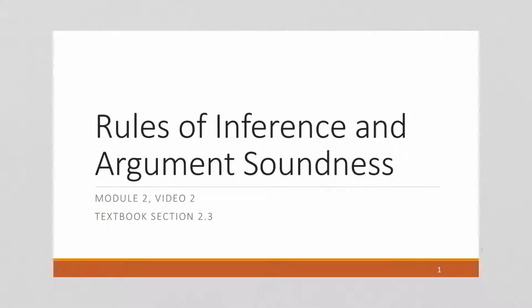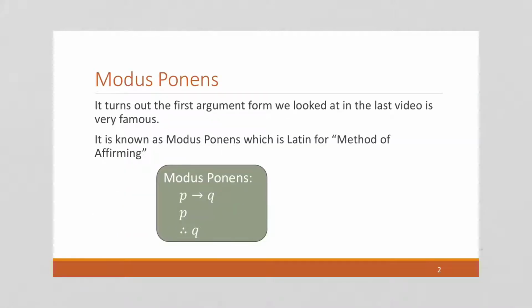We saw in the last video how we could determine if an argument was valid or not by creating a truth table. But it turns out a number of argument forms have already been proved as valid, and these are often known as rules of inference. So let's take a look.